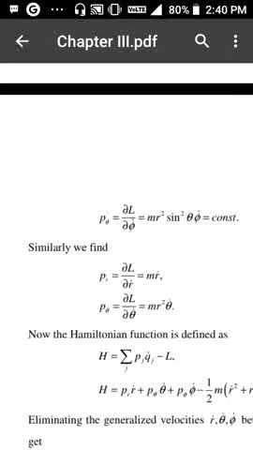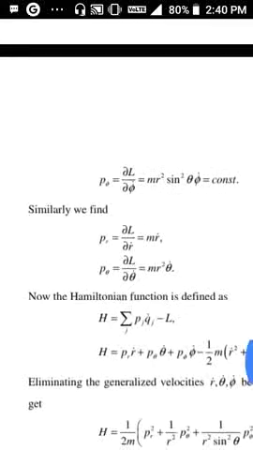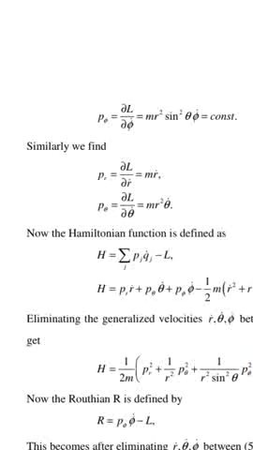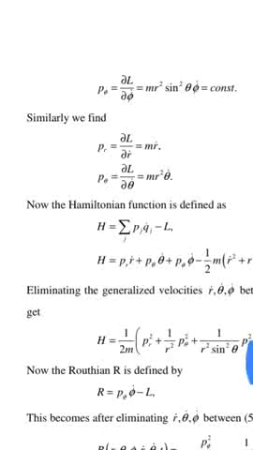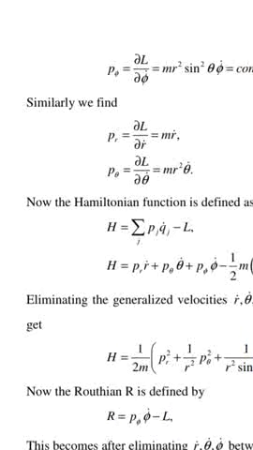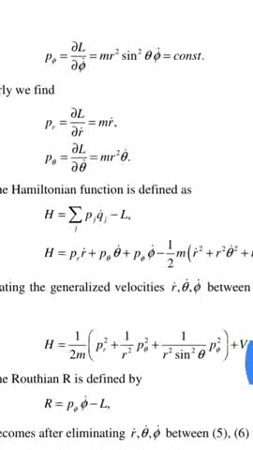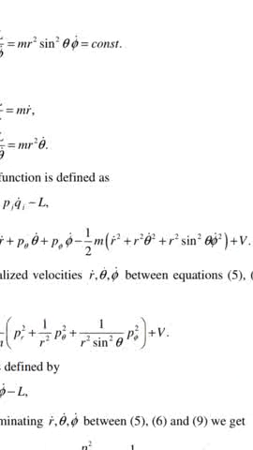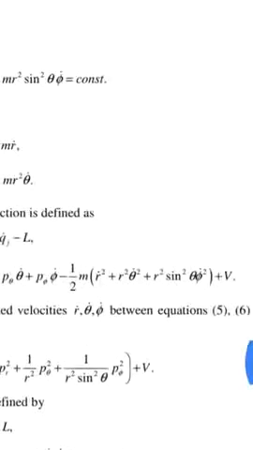Similarly, we find p r is equal to del L by del r dot is equal to m r dot, and p theta is equal to del L by del theta dot is equal to m r square theta dot. Now the Hamiltonian function is defined as H is equal to p j q j dot minus L. H is equal to p r r dot plus p theta theta dot plus p phi phi dot minus 1 by 2 m (r dot square plus r square theta dot square plus r square sin square theta phi dot square) plus V.